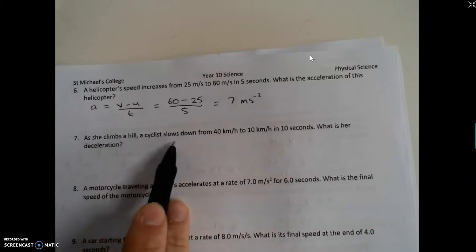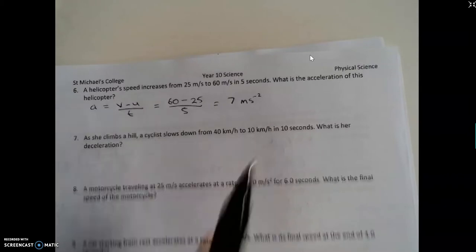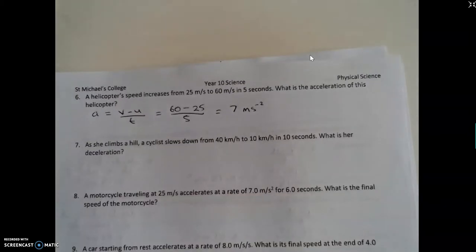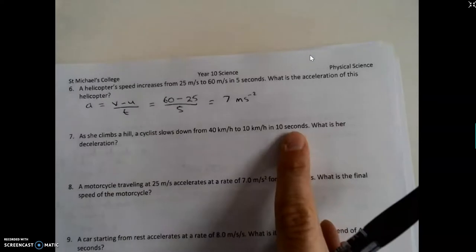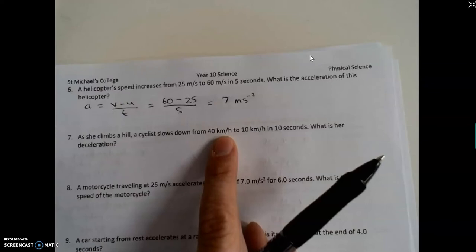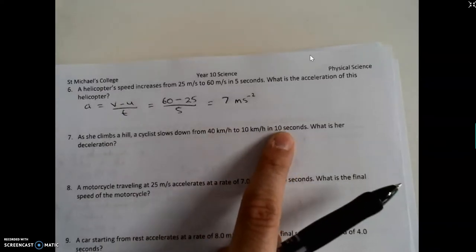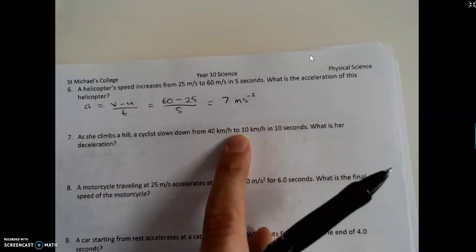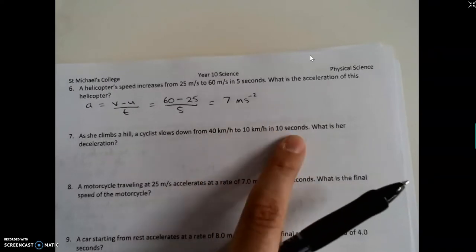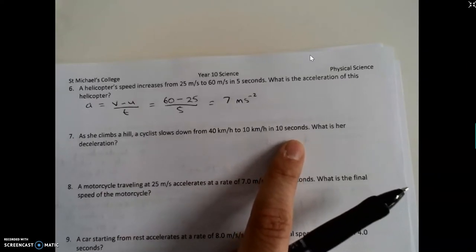As she climbs a hill, a cyclist slows from 40 kilometers per hour to 10 kilometers per hour in 10 seconds. What's her deceleration? Alright, what's the issue with this one? Pardon? The units. Since this is in seconds, that's no good for us. Since this is in kilometers per hour, and this is in kilometers per hour, let's convert this one to... Would you try and convert these two to meters per second, or would you just put that into hours? Does it make a difference? No, you can do it either way.